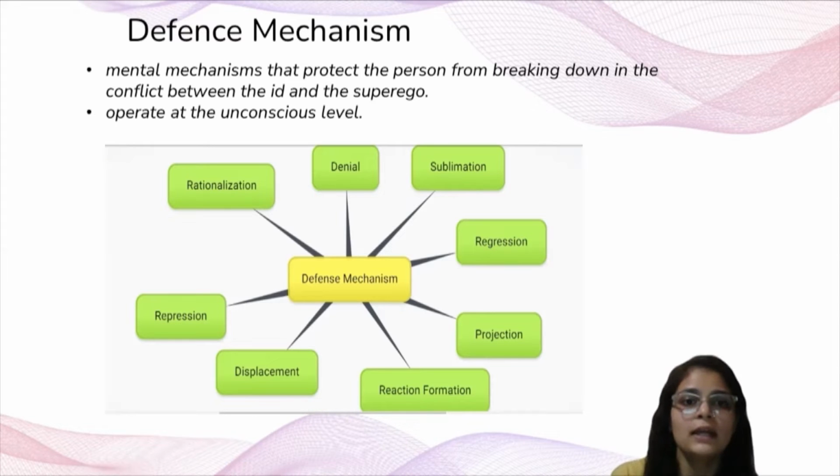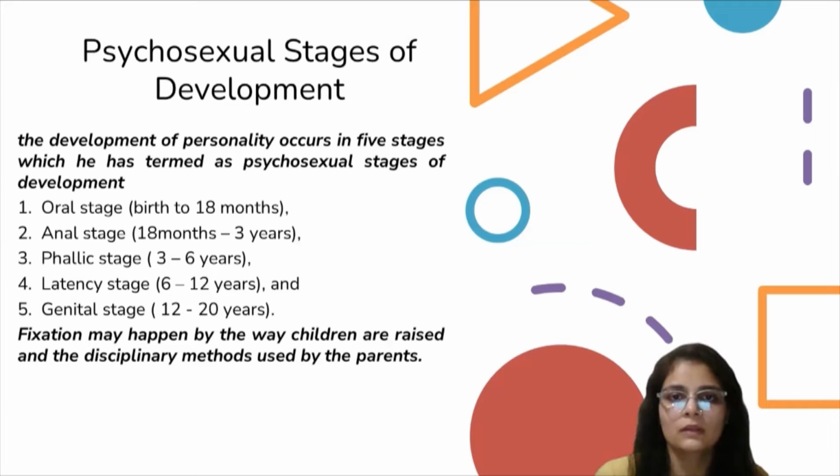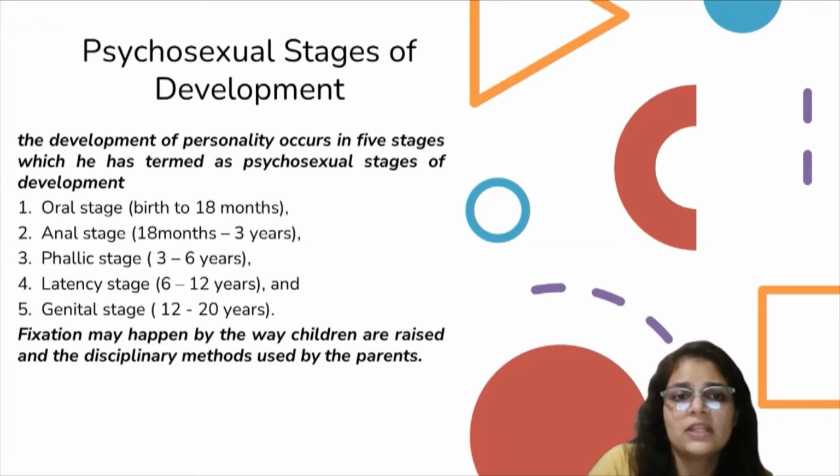Moving ahead are the psychosexual stages of development. According to Freud, who put emphasis on the inner child and early childhood experiences, the development of personality occurs in 5 stages, which he termed the psychosexual stages of development. The stages are the oral stage, anal stage, phallic stage, latency stage, and genital stage. According to Freud, personality is established in these 5 stages.